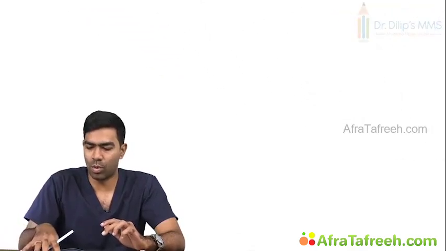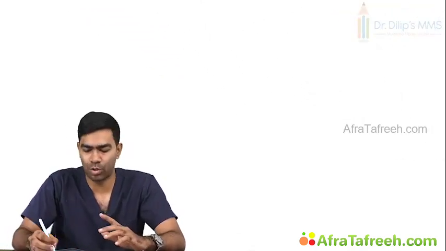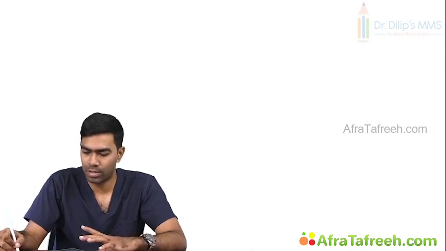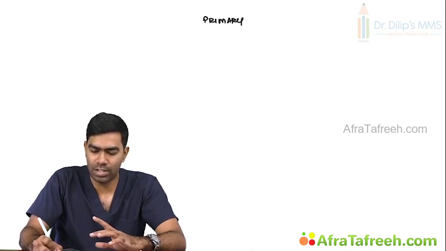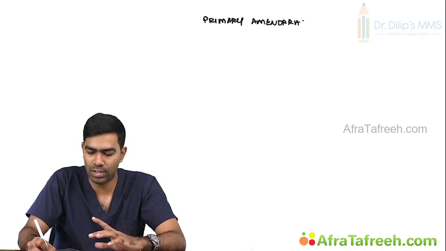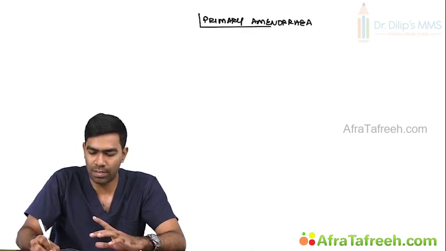So with this, we'll move on to the algorithmic approach to primary amenorrhea. We know the definition of primary amenorrhea. I will just say it one more time. If the girl has not achieved any menstrual cycle by 15 years of age, or if the girl has not achieved menstrual cycle after 3 years of breast development or thelarche, this is what we define as primary amenorrhea.